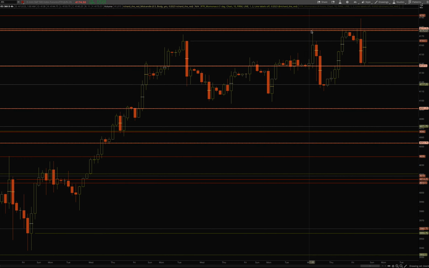I think this here was a CPI, and so this was a news spike, and it top ticked it right here, and then came back down to this level. So all these levels are already in place.